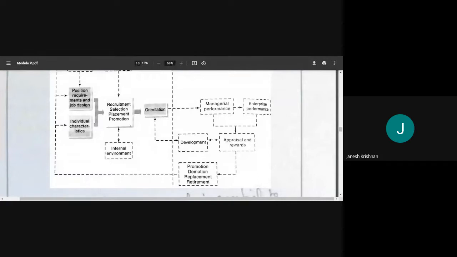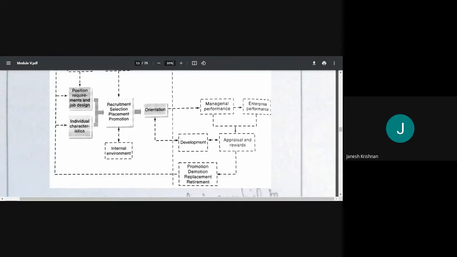We have to do some development also, and development will be done whenever the employee is being added to the company itself. So orientation will lead to development also. Both are there. The orientation will lead to further development, right?